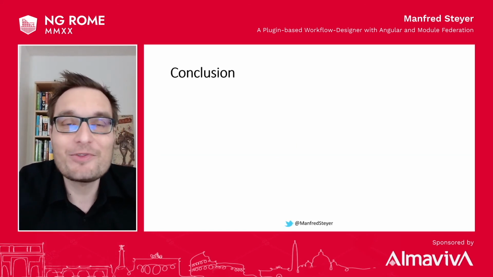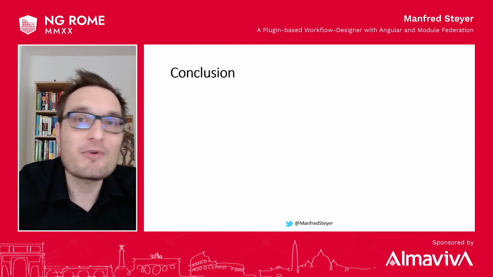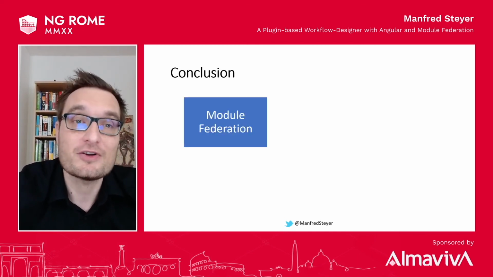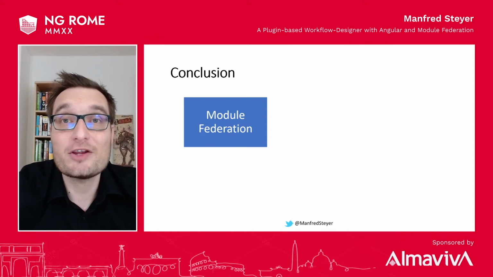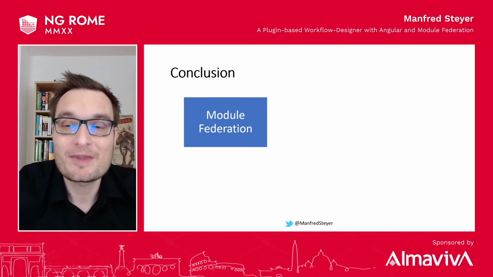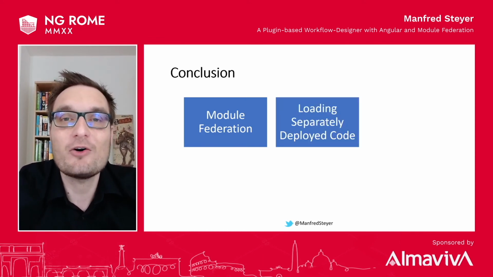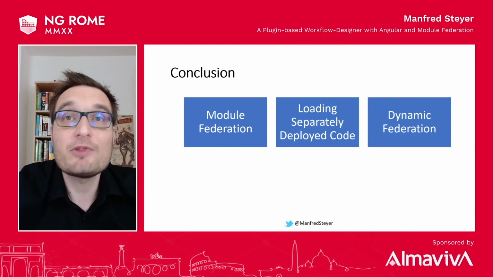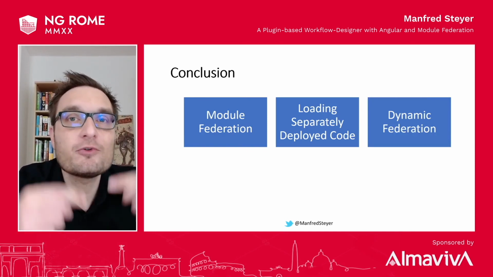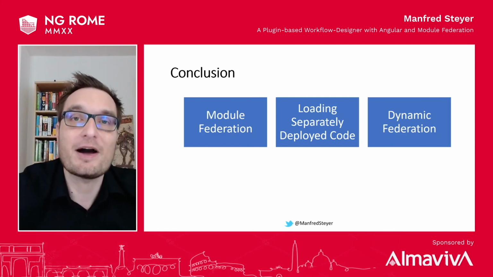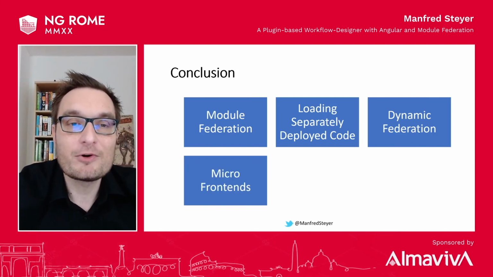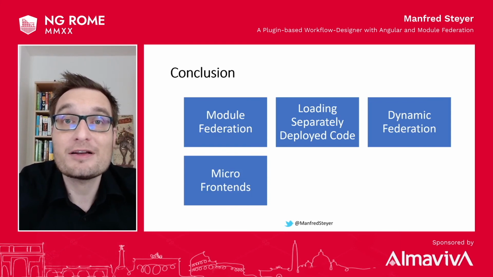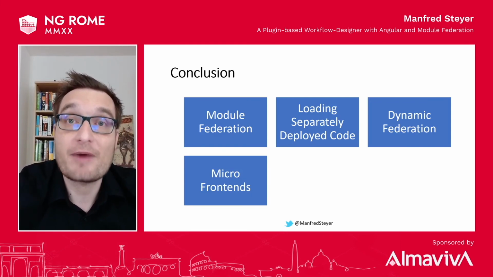Okay, let's come to a conclusion. We've seen several things in this short presentation. We've seen that module federation is the new call kit, and that module federation allows us to load separately compiled, developed and deployed source code. We've looked into dynamic federation, which allows you to load stuff you did not ever know at compile time. We've looked into micro frontends. We've seen that this is a big deal for creating micro frontends.